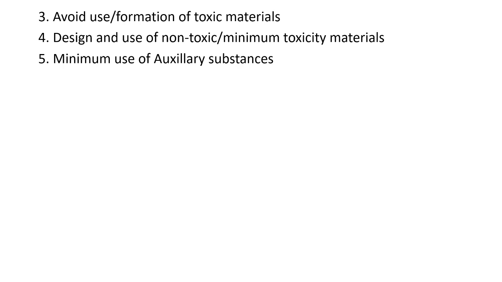So use of such substances should be avoided. This principle of minimum use of auxiliary substances aims to use green solvents. Just now, in the fourth principle, we discussed the example of benzene. Benzene can be used as a solvent. It is a good organic solvent which can dissolve most of the non-polar substances, but at the same time it is very carcinogenic.